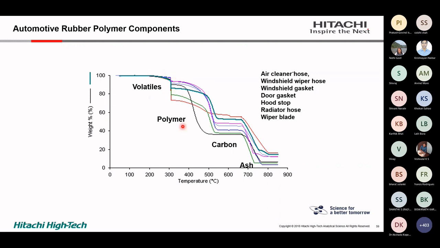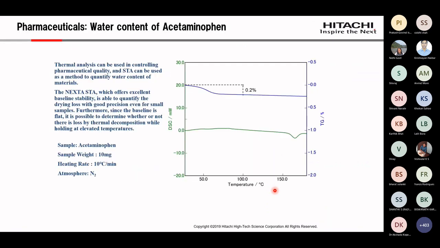How much is the volatile content? How much is the polymer content? How much is the carbon black content? And how much is the ash content? This will enable them to identify quickly the quality control status. Another example is shown here for the pharmaceutical environment, or maybe another chemical also. Here, what is important is how much water content is there.